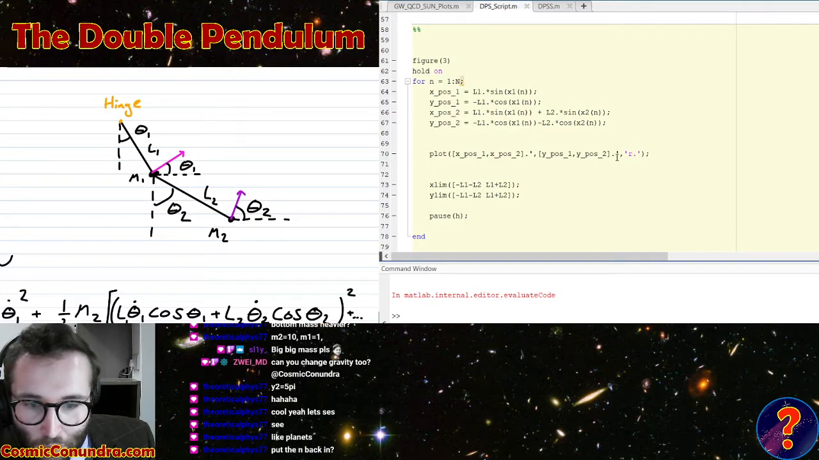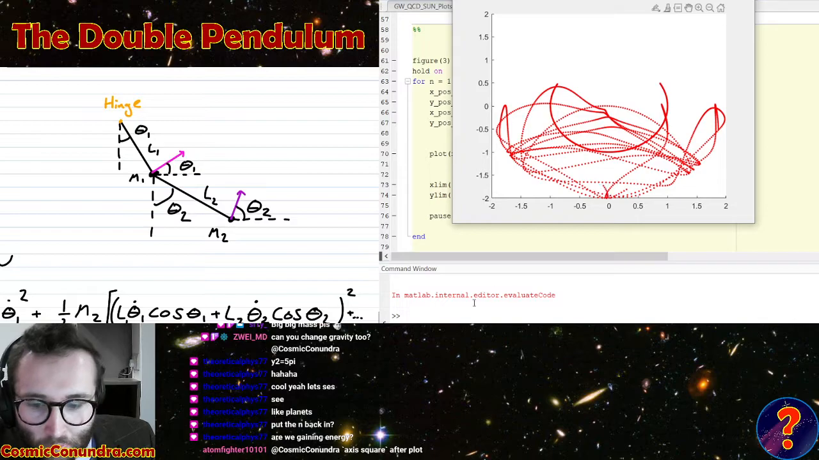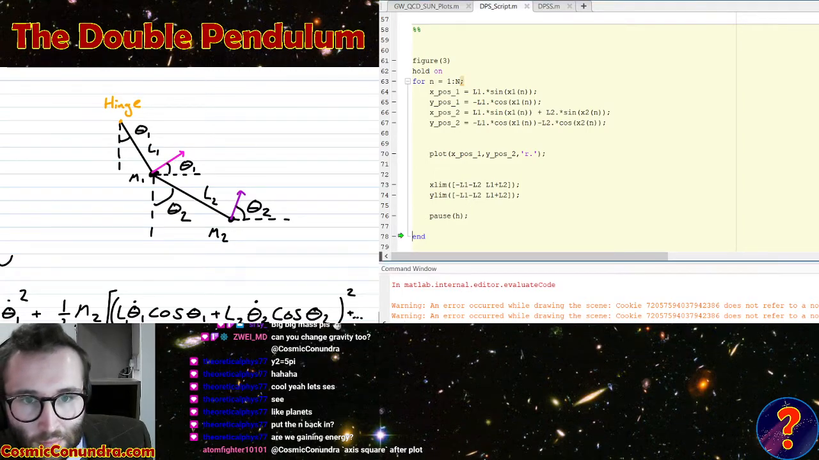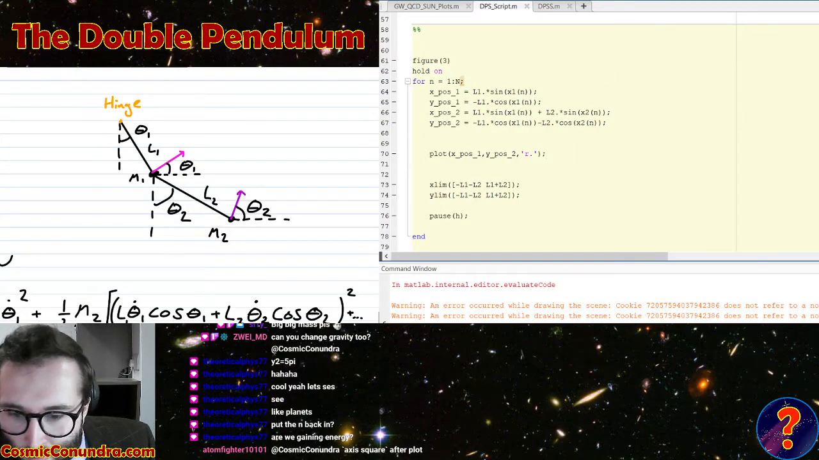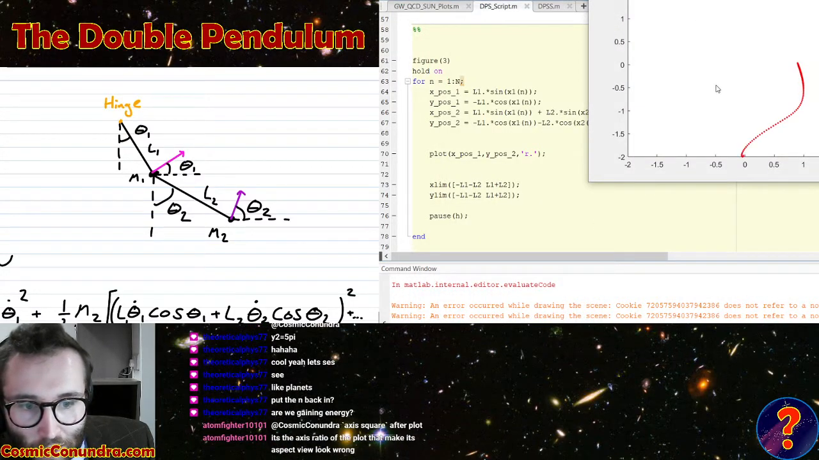Because what energy conservation will tell us... I don't need these things, actually. That should work just on its own. Let me try that just quickly. Okay, yeah, that's fine. Axis square after plot. Wait, what? What does that mean? I didn't get what you mean, Atom Fighter. Okay, let me get rid of this. So now it's just plotting the motion of the second bob, which is the most interesting one.